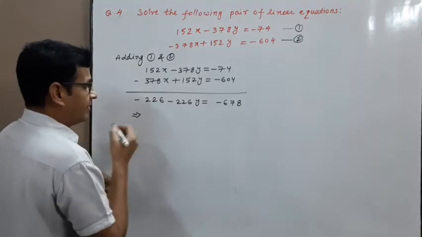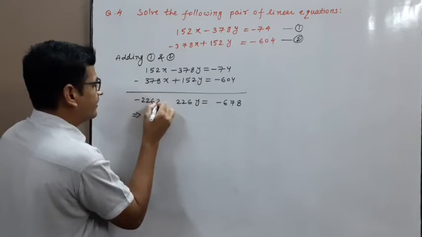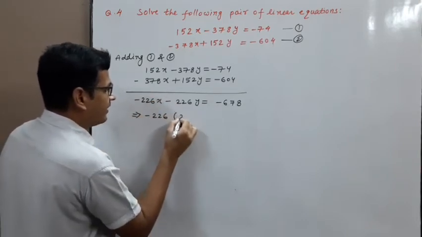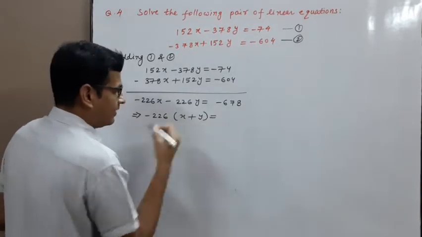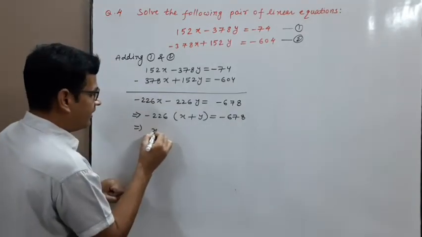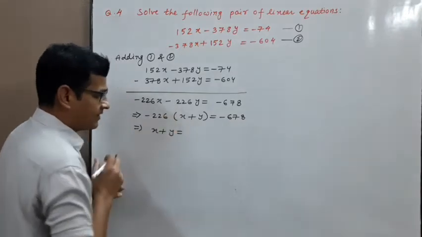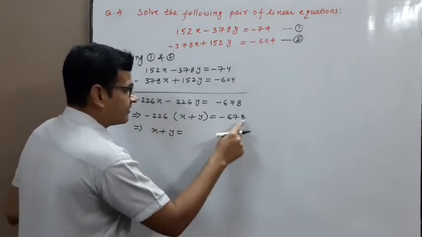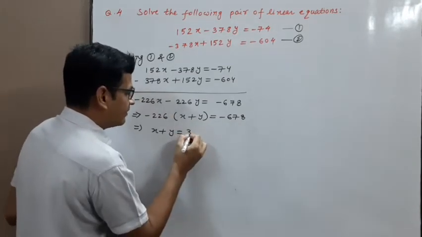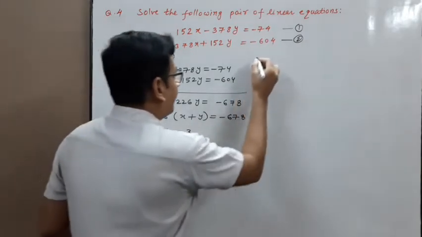Next step, here minus 226x, minus 226y. Taking common minus 226, we get x plus y equal to minus 678 upon minus 226. So x plus y is equal to, divide this quantity by minus 226. 226 times 3 is 678. 200 times 3 is 600, 26 times 3 is 78. So x plus y equal to 3. So we get a new equation, equation number 3.